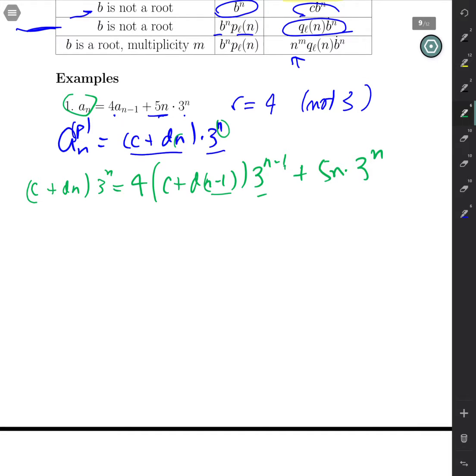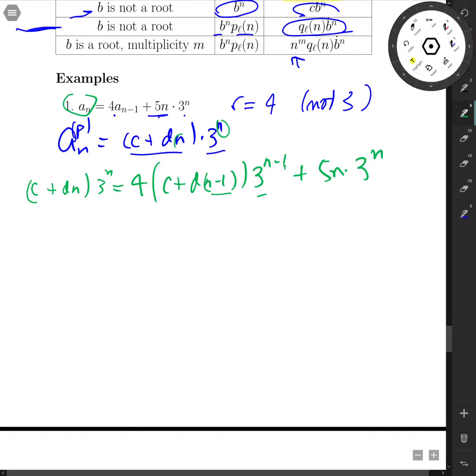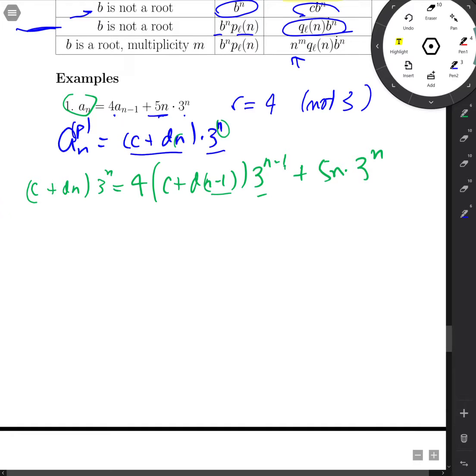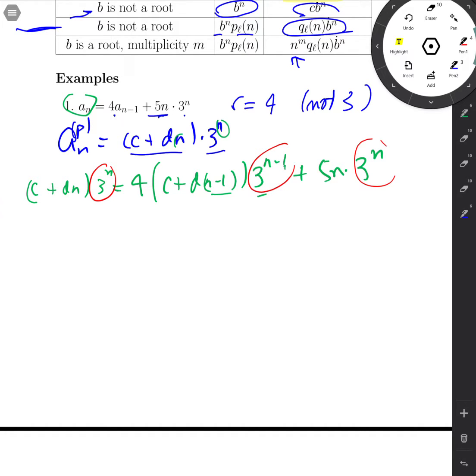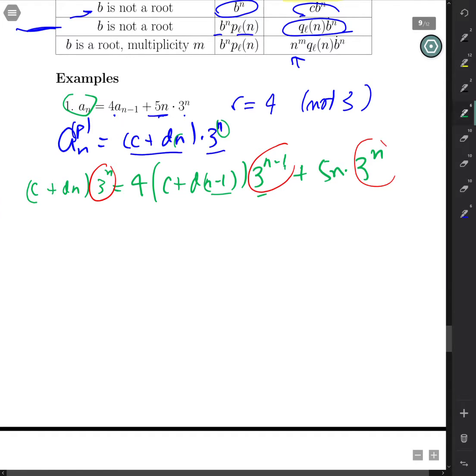So what we're going to do here is cancel a 3 to the n minus 1. 3 to the n minus 1 is the highest power of 3 we could cancel. So that would leave us with 3 times (c plus dn) is equal to 4 times (c plus d(n minus 1)). There's no factor of 3 there. There is a factor of 3 here that I put in. And then plus 15n, because one factor of 3 over here survives.